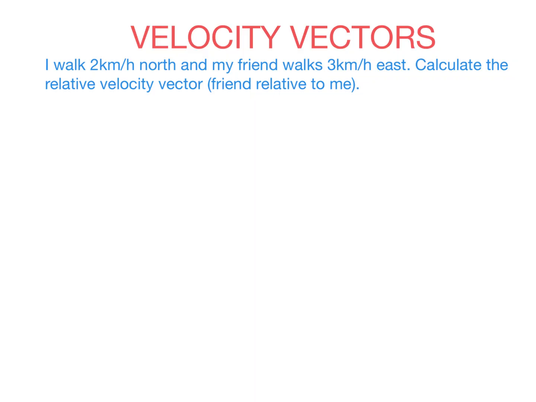So let's start with a diagram. My journey can be represented with this vector here, 2j. j because it points directly vertical, and 2 because I'm going at 2 kilometers per hour. Similarly, my friend's journey will be represented by 3i, 3 kilometers an hour in an easterly direction. Now, the relative velocity vector is going to be my friend's minus mine.